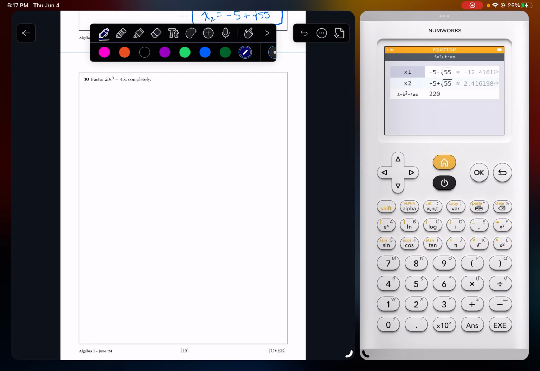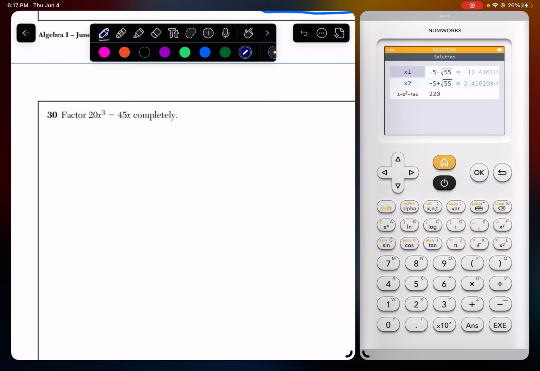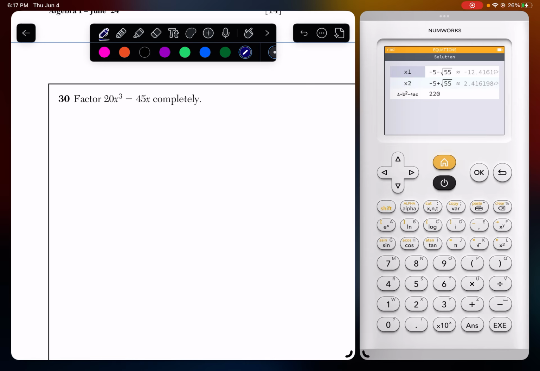Question 30, factor 20x to the third power minus 45x completely. When you see factoring in for your response, it is almost always going to have a greatest common factor. We want to look for a GCF first, because factoring for your response needs to be 2 steps. And it's very difficult to write a factoring problem that requires 2 steps if there isn't a GCF. So what we're going to look for first is our GCF.